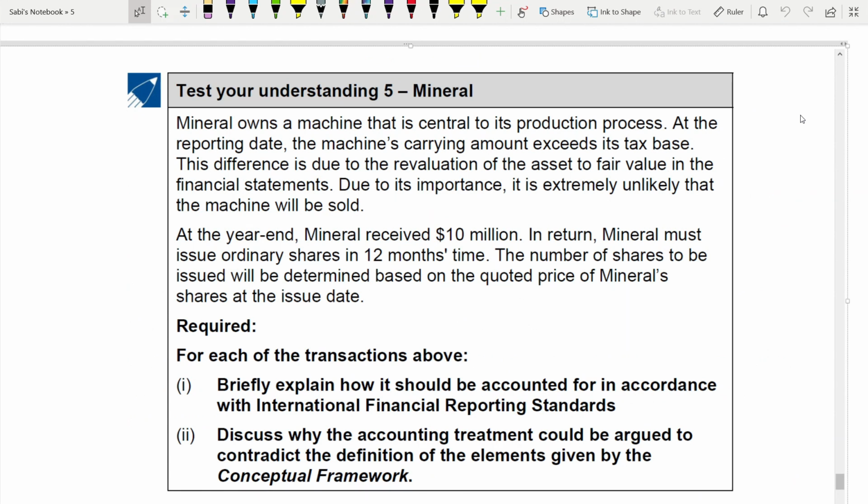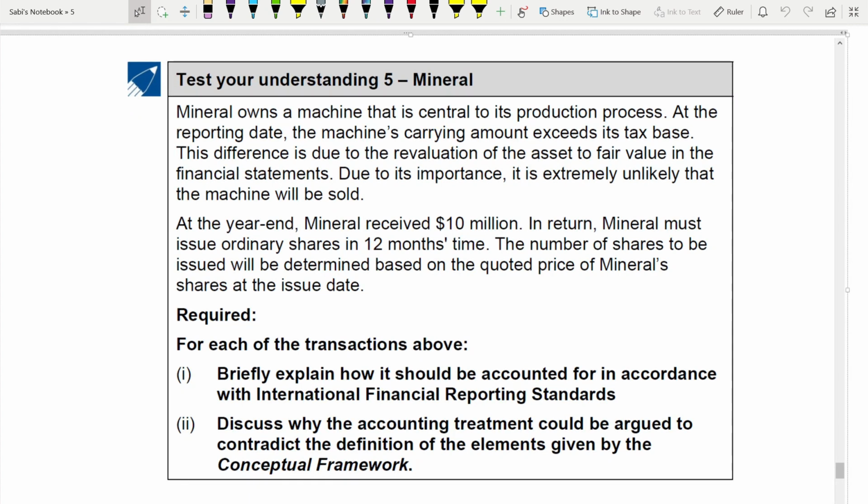So now let us see this through test your understanding 5, the last test your understanding. Finally we have come to the end of this video. We have covered everything. This is the last question. What are you required to do? There are two requirements. Number one, explain how this should be accounted for according to IFRS. Second, discuss why the accounting treatment will be different from the conceptual framework's definition of elements.